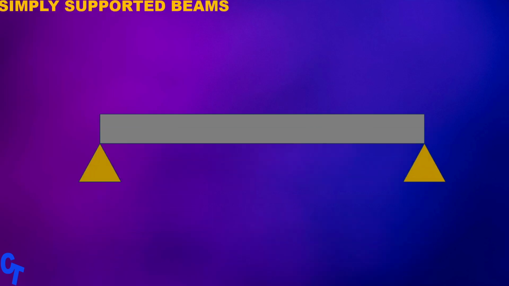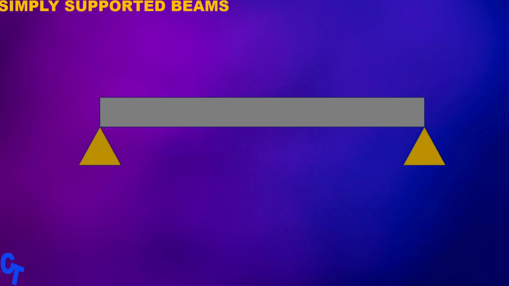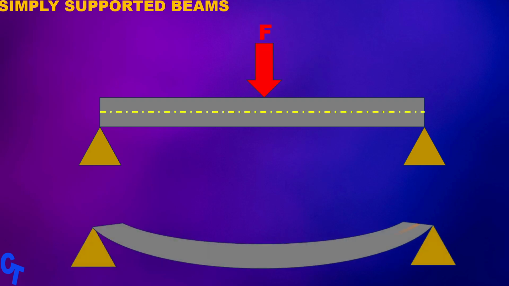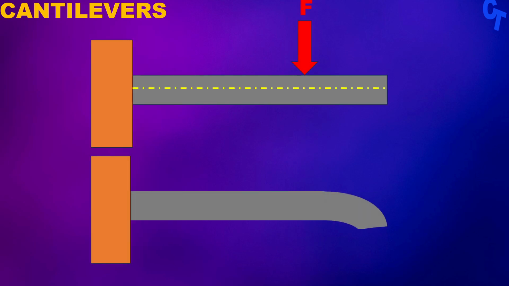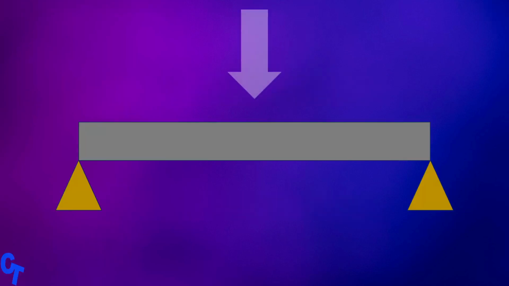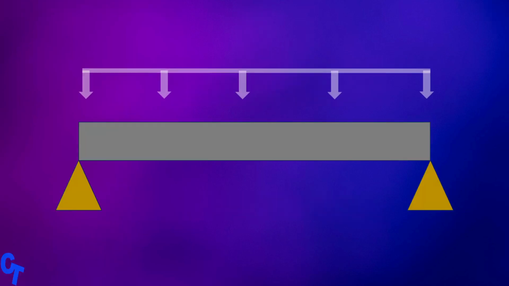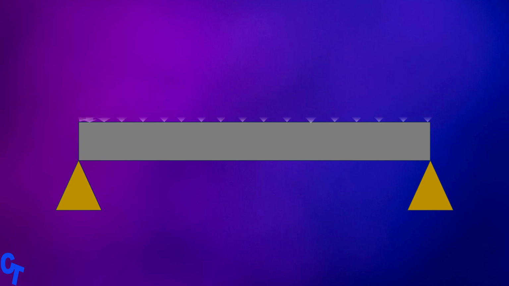Let's look at a simply supported beam. This is what the beam looks like before any load is applied. If we apply a concentrated load at the center, the beam will bend. Vx is the displacement, which is known as the deflection. This can happen to various types of beams such as cantilevers, continuous beams, fixed beams, and overhanging beams. This can happen due to various types of loads such as point load, uniformly distributed load, and uniformly varying loads.